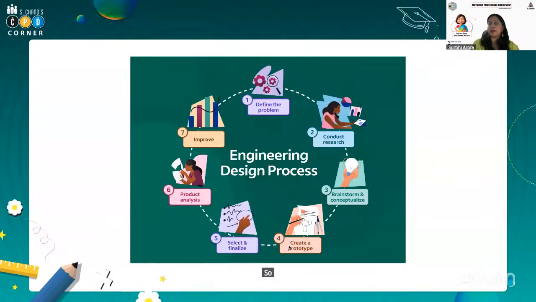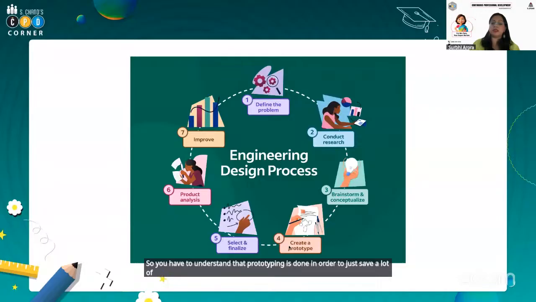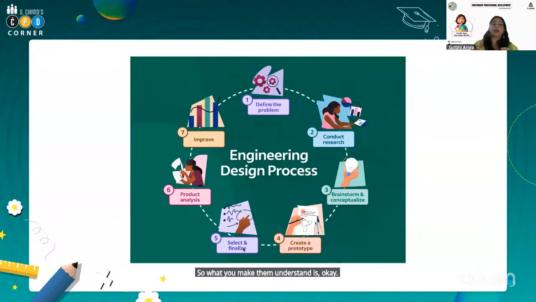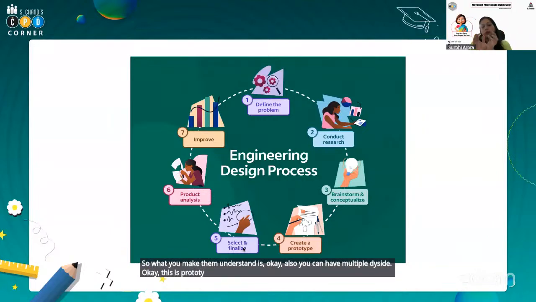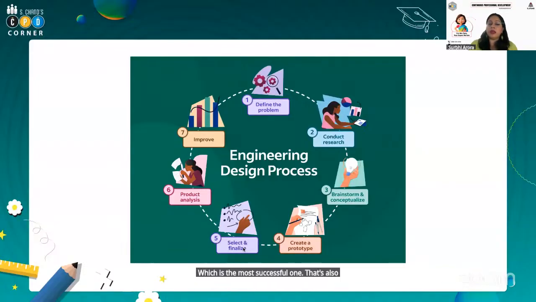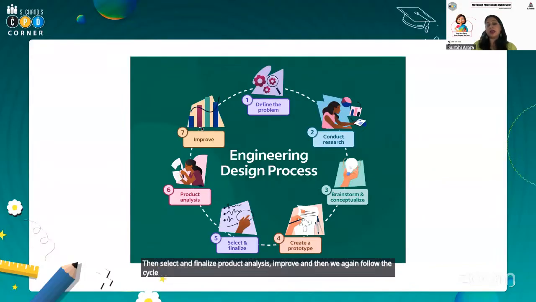So you have to understand that prototyping is done in order to save a lot of budget in terms of expenses that we may incur. What you make them understand is that you can also have multiple types. This is prototype 1, this is prototype 2, this is prototype 3, and then see which one is successful and which one is failing, and pick the most successful one. That's also a way in which we can work around with our products. Then select and finalize, do product analysis, improve, and we again follow the cycle if nothing is working. So the cycle keeps on continuing.